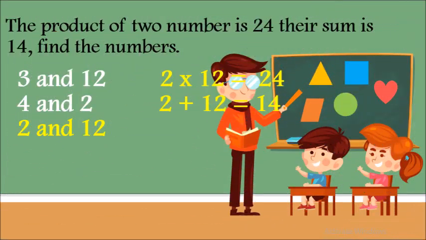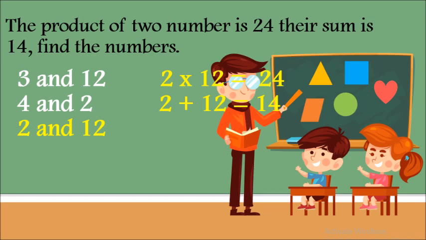The product of two numbers is 24. Their sum is 14. Find the numbers. 3 choices were there, 3 and 12, 4 and 2, 2 and 12. Now, the product means you get the answer by multiplying your two figures. 2 and 12 are going to give you 24. The product is 24, so if you multiply 2 by 12 it gives you 24. And the same 2 and 12, if added, will give you 14. So this is the answer for this question.